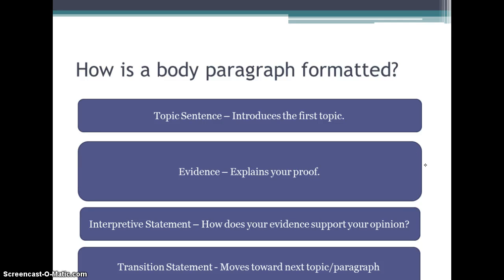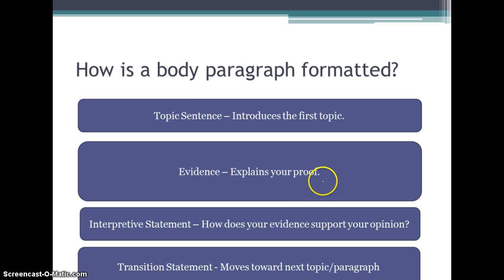How is a body paragraph formatted? If this was the paragraph for the first body paragraph, there would first be a topic sentence that introduces what this paragraph is about. Then I would provide my evidence. This explains the proof. It will explain the Dred Scott decision.